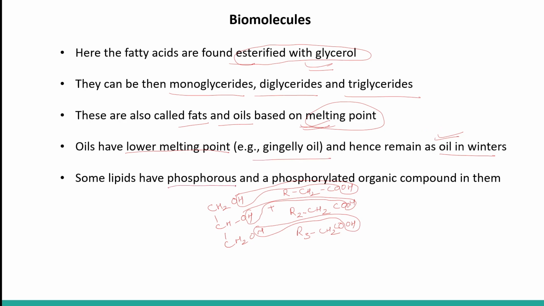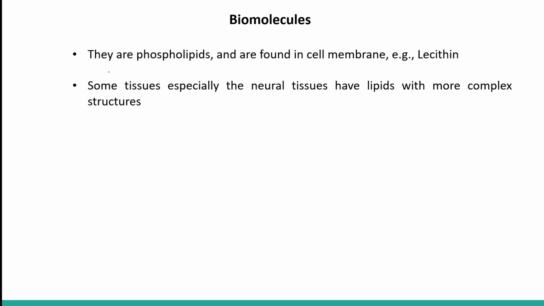Some lipids have phosphorus, that is very important. They are present in the plasma membrane, with a phosphorylated organic compound in them, and that is called a phospholipid. They are phospholipids and are found in the cell membrane or the plasma membrane. An example is lecithin. Some tissue, especially neural tissue, has lipids with more complex structure. Neural tissue has the lipid that forms the myelin sheath, and that is a very complex structure.